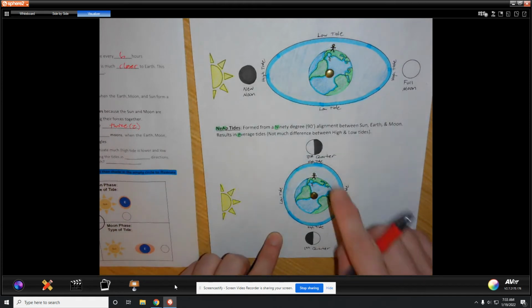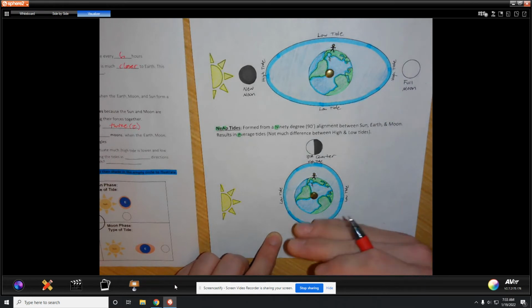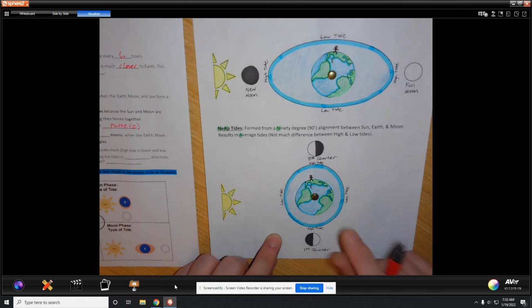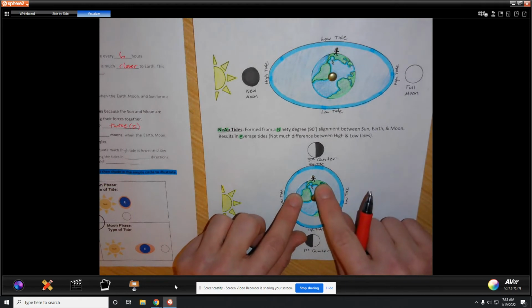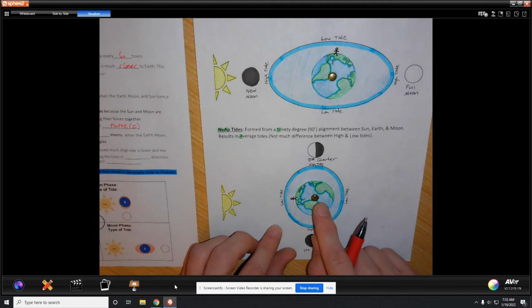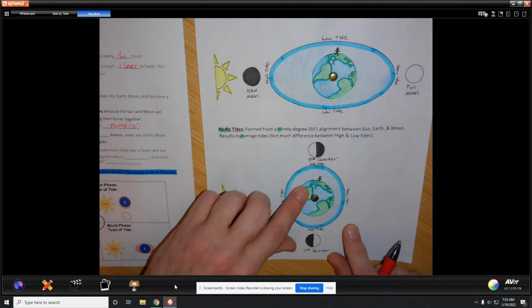So what we call these are very average tides. They don't change very much. They stay in the middle. They don't get too high and they don't get too low. So you're not going to see much tidal range here between high and low tide. If you were at the beach experiencing high tide, 6 hours later, you're going to experience low tide. 6 hours later, high tide. 6 hours later, low tide, and then back again to high tide.